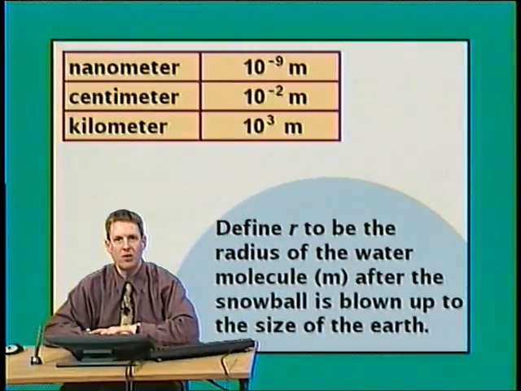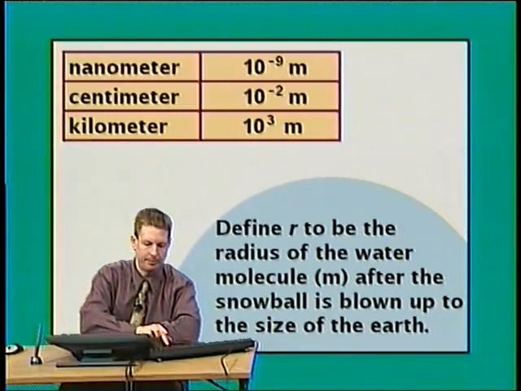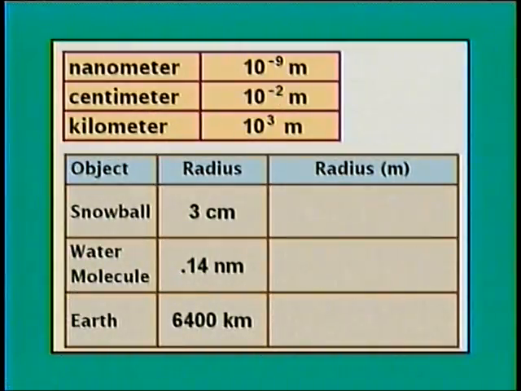So let's put those three rows up, and let's define r to be the radius of the molecule in meters after the snowball is blown up to the size of the Earth. So let's review the information we were given in the problem. We were told that we were starting with a snowball that has a radius of 3 centimeters. I looked it up on the internet, and 3 centimeters is a radius that's just a little bit smaller than the radius of a tennis ball. So we have a snowball that's just a little bit smaller than a tennis ball. The radius of a water molecule is 0.14 nanometers, and the radius of the Earth is about 6,400 kilometers.